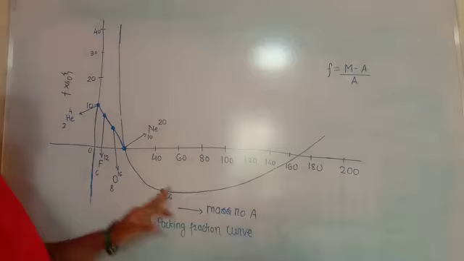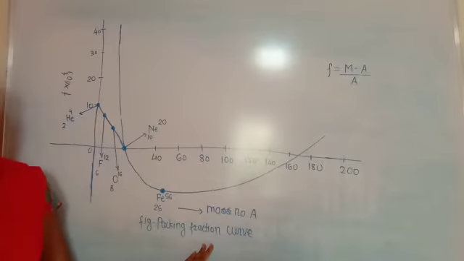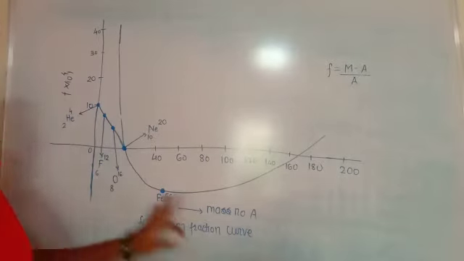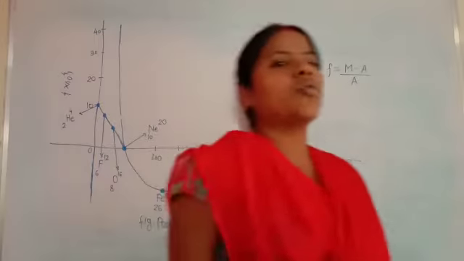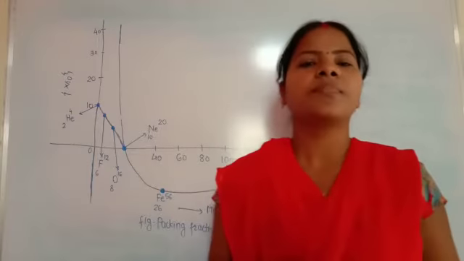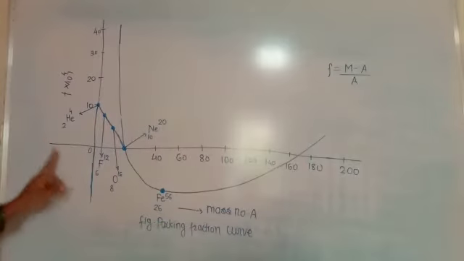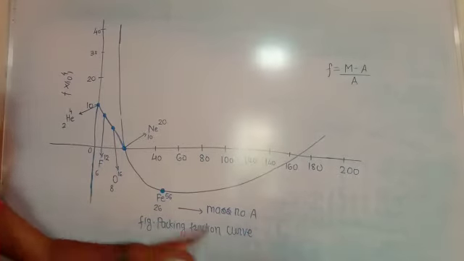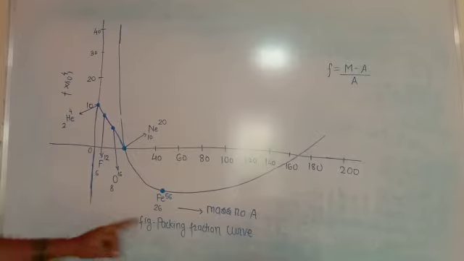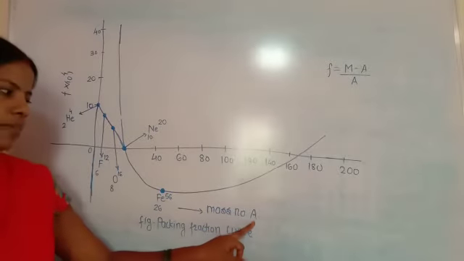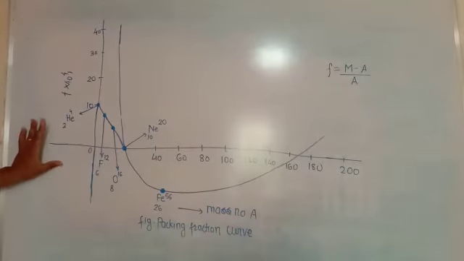This is the diagram for the packing fraction curve which we studied. The topic is the variation of packing fraction with mass number. What is the dependence of packing fraction on the mass number? This curve is known as the packing fraction curve, plotted between F, the packing fraction multiplied by 10 to the power 4, and the mass number A on this axis.